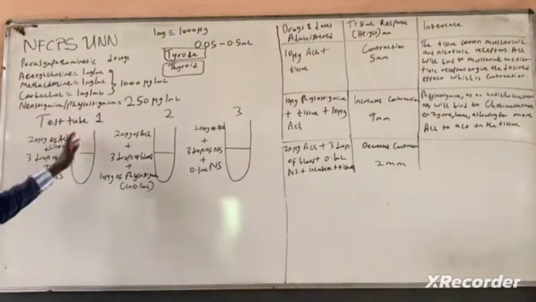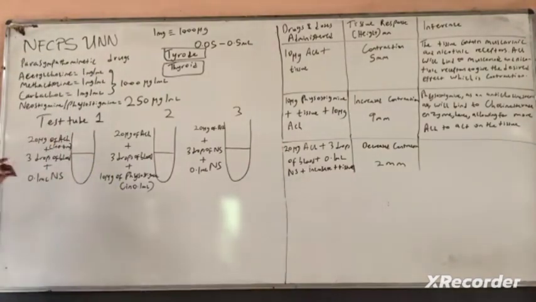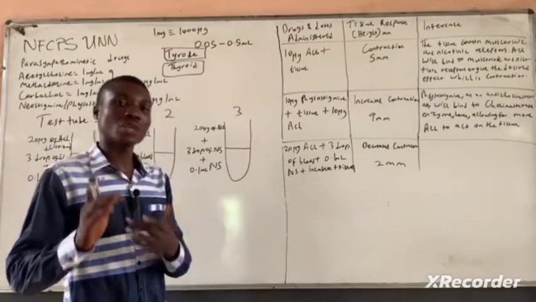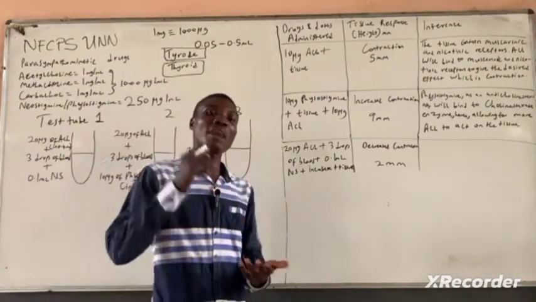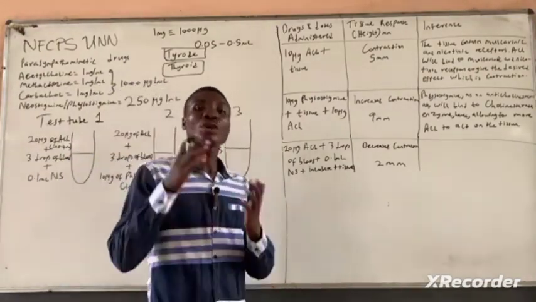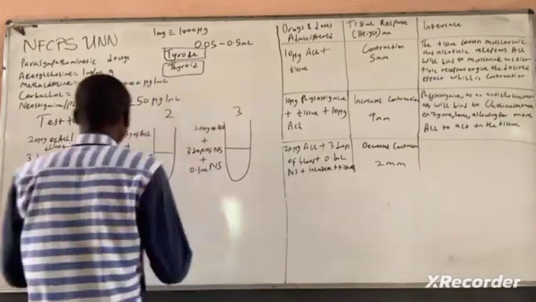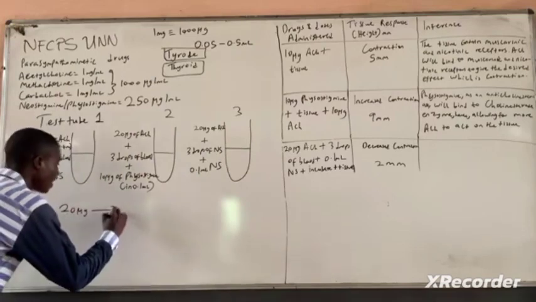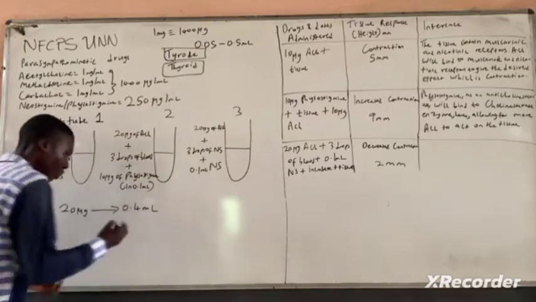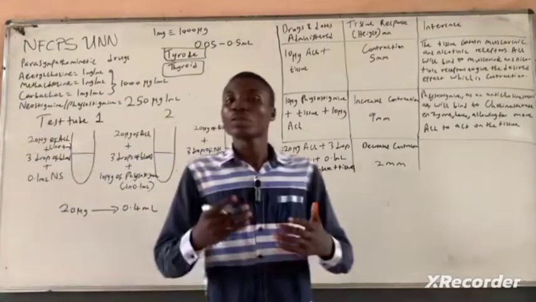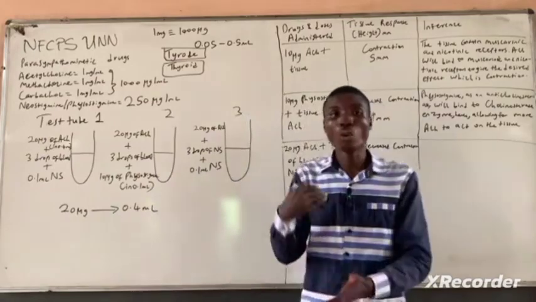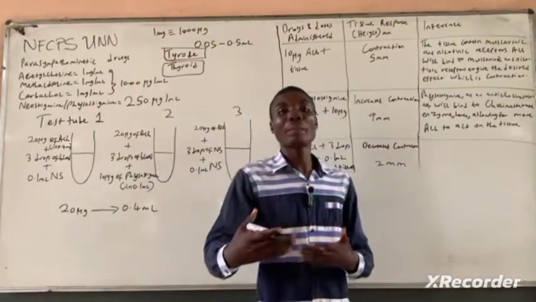Let us make reference to the first test tube, test tube 1. Test tube 1 contains, they told us to add 20 microgram of ACH in 0.4 ml. Let us pay attention to that. It simply means they have told you the amount of ACH and the volume that should contain such amount. So we have 20 microgram of ACH present in 0.4 ml. The next question to ask yourself is, if you have a solution that has 20 microgram of ACH in 0.4 ml, what is the concentration of that solution?